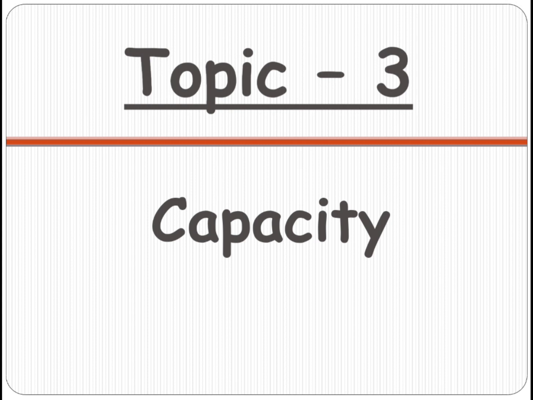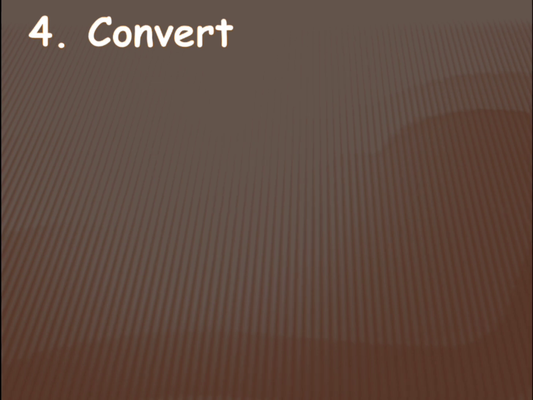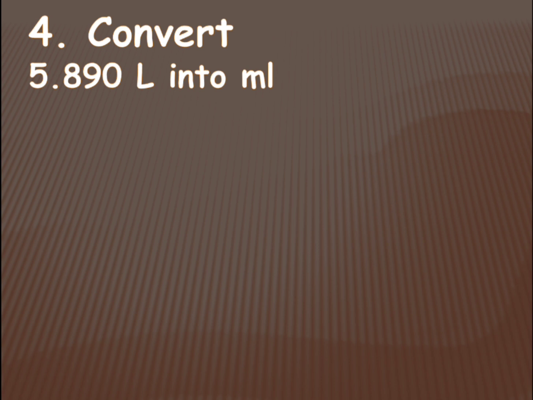In this we will learn how to convert the units from milliliters to liters, and we also solve the story problems. So first, convert. Let's see the first one. 5.890 liters into milliliters. After the decimal, we always have to read each digit, children. We have learned this when we were solving the decimals. So the question is, 5.890 liters you have to convert into milliliters.